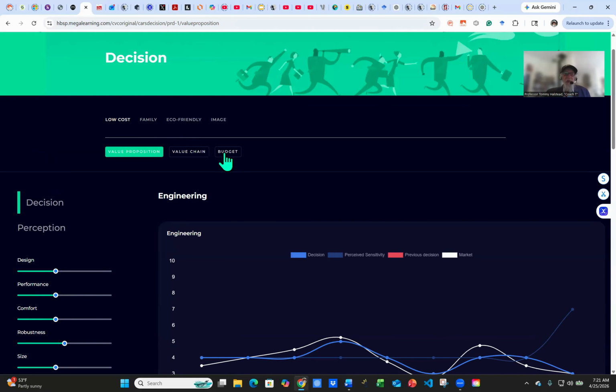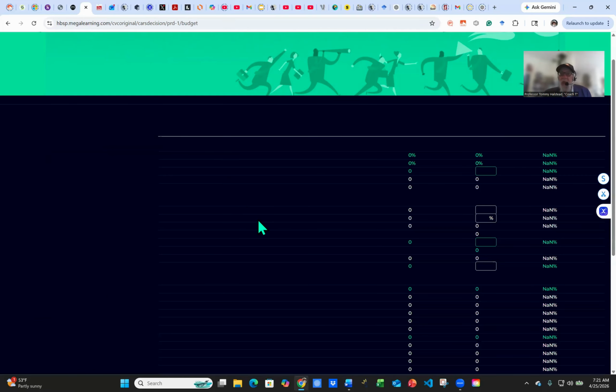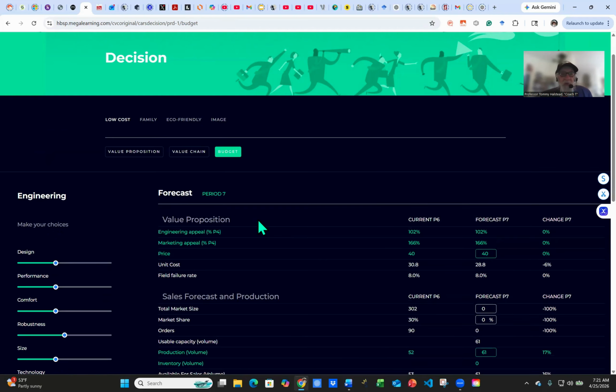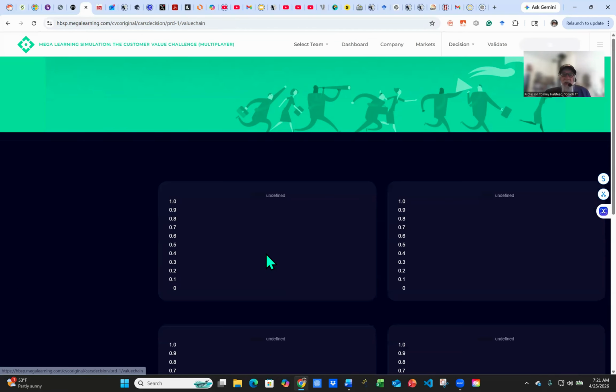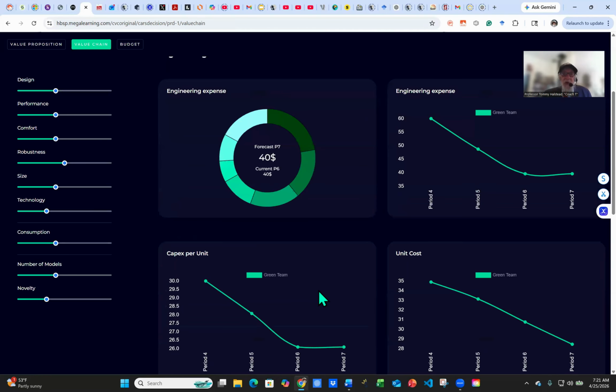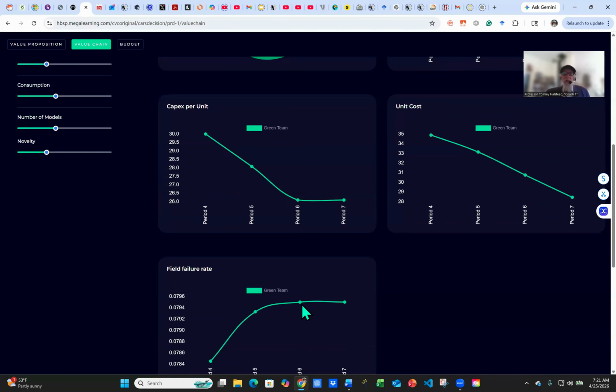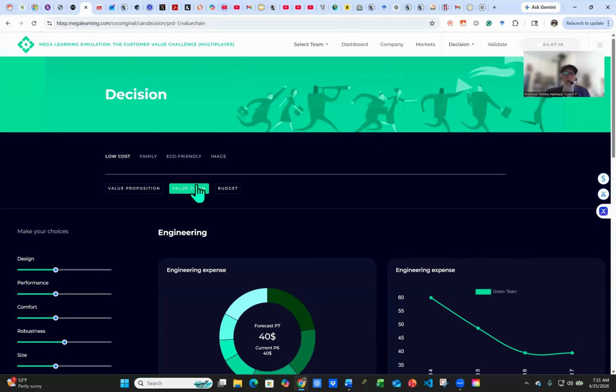Also, let's look at the budget. And we can see, let's look especially at price. Now, percent in price, 40/40. And we'll look at that again in terms of our value chain, and our market share and our current forecast. Field failure rate is important. I won't say too much about that.